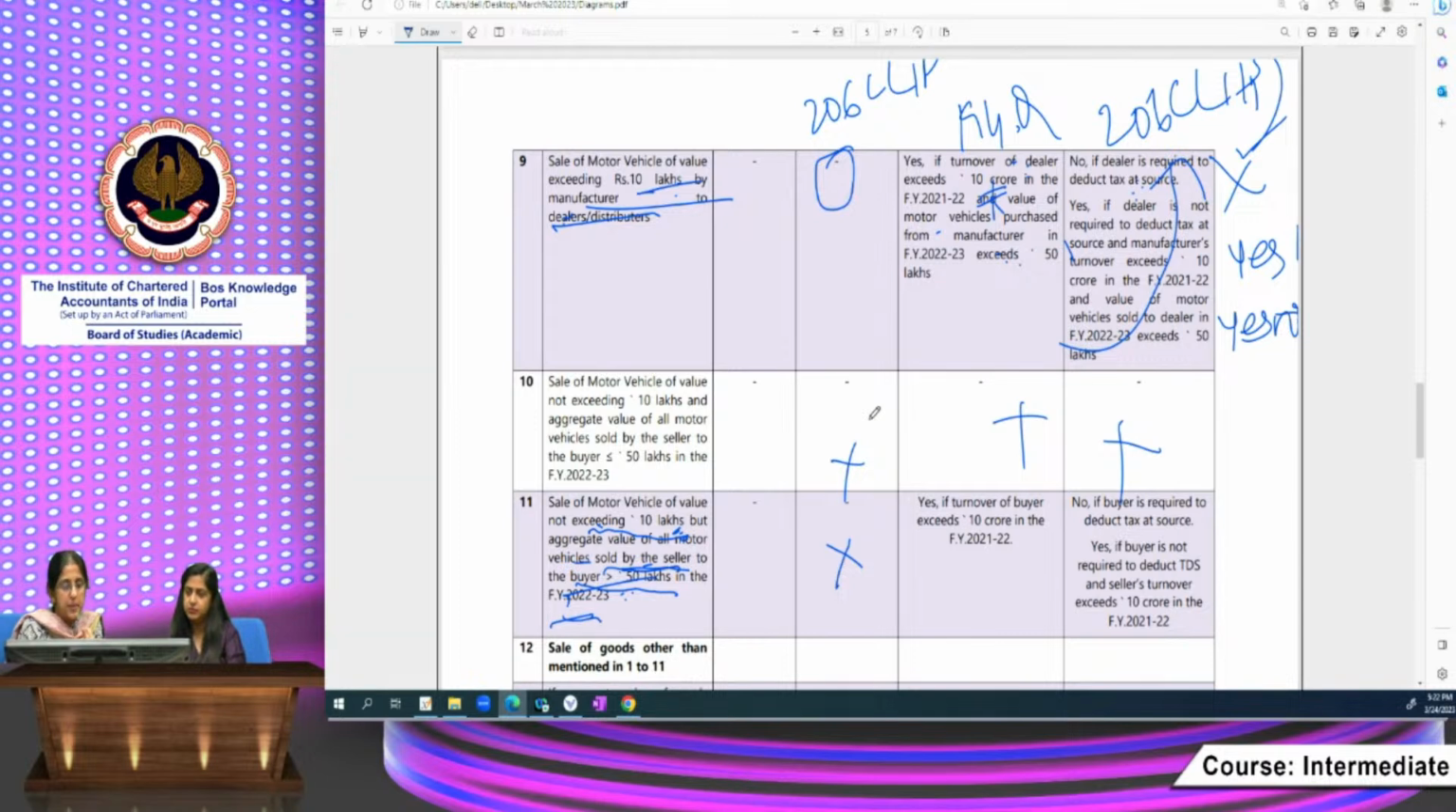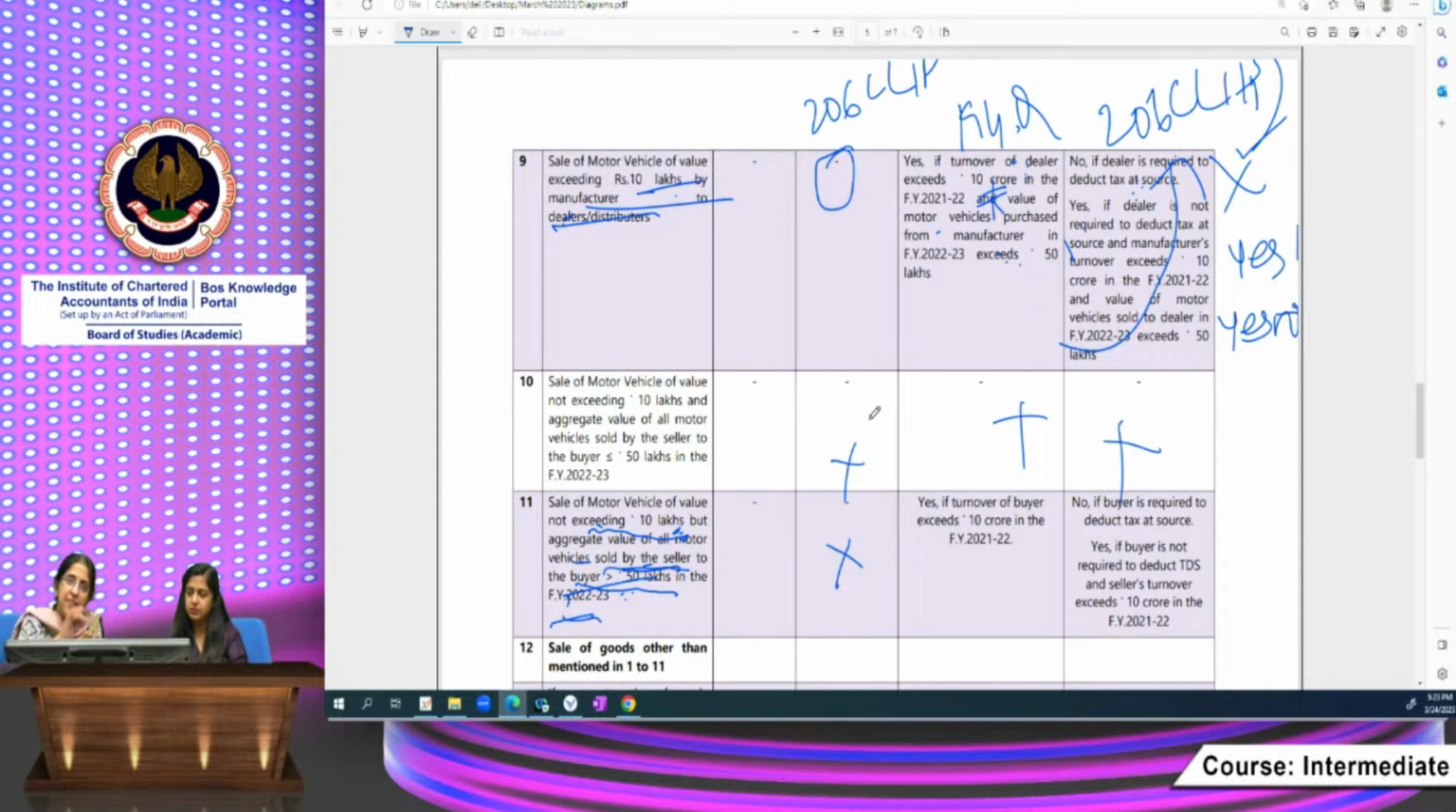Always remember, between 194Q and 206C1H, first the liability is on the 194Q. Only if the buyer is not liable to deduct under 194Q, by virtue of his turnover being less than 10 crore in the previous year, then the seller will be liable to deduct tax under 206C1H. So between 194Q and 206C1H, it's always 194Q first. If 194Q is attracted, then there's no need for the seller to deduct tax under 206C1H.